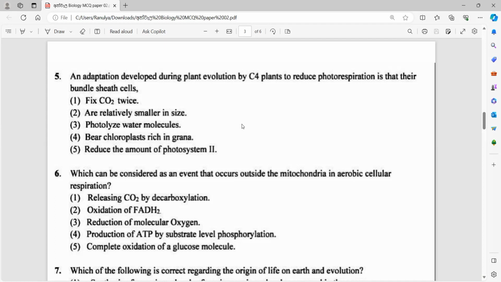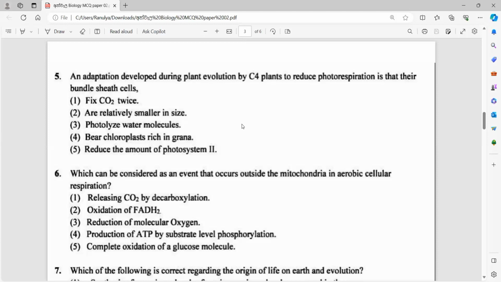So that is incorrect. Oxidation of FADH2 takes place in the electron transport chain, right? That is also incorrect. Then reduction of molecular oxygen? No. Then complete oxidation of a glucose molecule? Neither. Pyruvate, in the presence of oxygen, can enter into the mitochondria and can be completely oxidized.